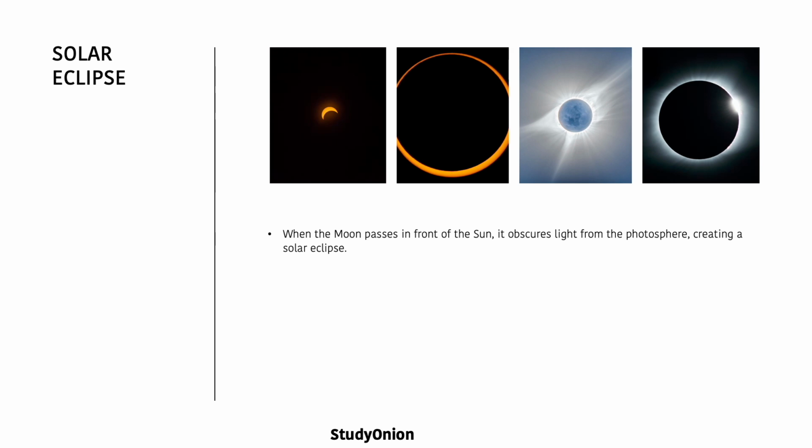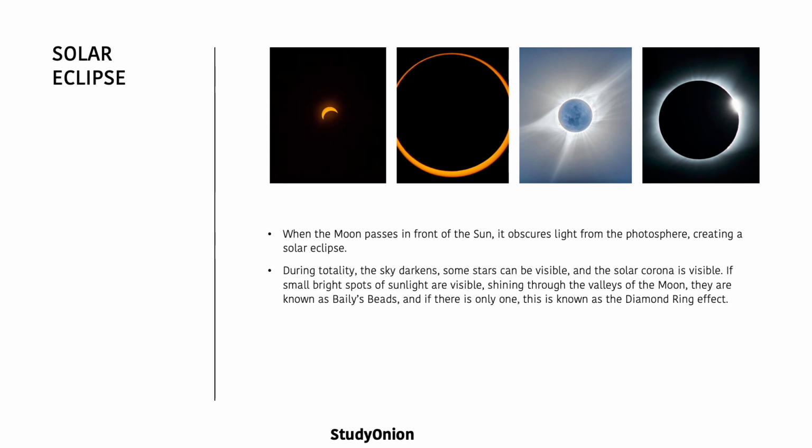It obscures the light from the surface of the sun, which is also known as the photosphere, and this creates a solar eclipse. During totality, the sky darkens, and some stars can be seen, and the solar corona, which is seen in the third picture, is also visible. If you see these small bright spots like you can see on the fourth image of sunlight shining through the valleys of the moon, these are known as Bailey's beads, or in the case of that fourth image, because there is only one, it's called the diamond ring effect.